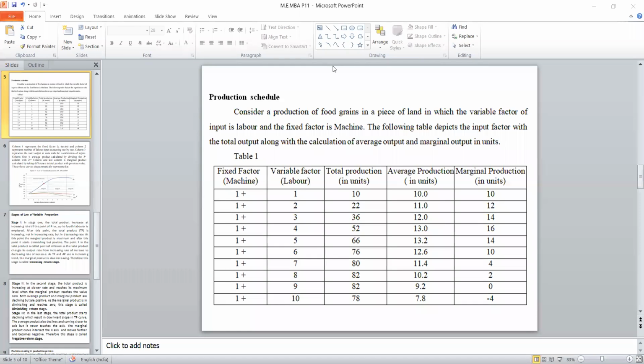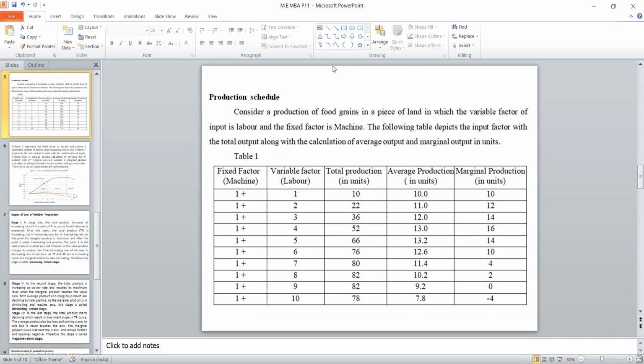Likewise, we are dividing the third column by the second column. That is the average value. Then what is the last column? It is the marginal production. From 0, it has increased to 10 when the first laborer is employed. So the first marginal value is 10 for the first laborer. When we employ the second laborer, 22 minus 10, because of the second laborer, 12 is increased. Because of the third laborer, 36 minus 22, 14. So in the third column, we subtract the previous value from the next value and put the value there. So from the 9th laborer, 82 minus 82 is 0 and 78 minus 82 is minus 4.